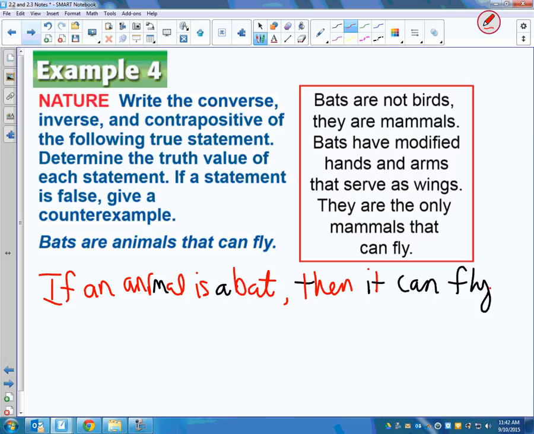And notice they give you some information. Bats are not birds, they are mammals. Bats have modified hands and arms that serve as wings. They are the only mammals that can fly. Who knew that? I'm going to do this in the order that I always do. I always do the inverse first.